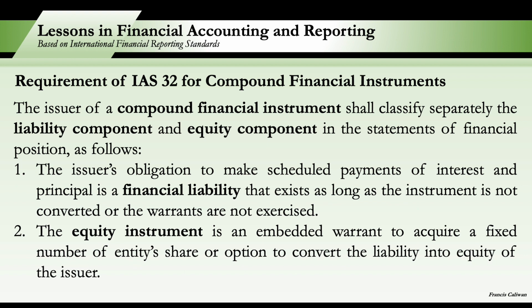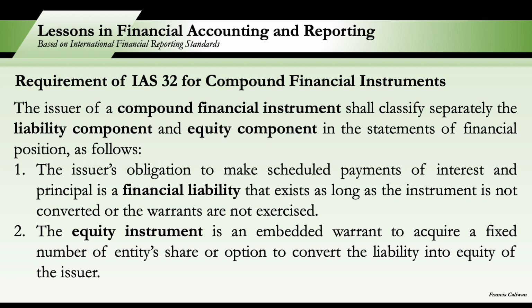So what is now the requirement of IAS 32 for compound financial instruments? An entity recognizes separately the components of the financial instrument that creates a financial liability of the entity and grants an option to the holder of the instrument to acquire a fixed number of the entity's shares or convert it into an equity instrument of the entity. So IAS 32 requires the issuer of the compound financial instrument to present the liability component and the equity component separately in the statement of financial position as follows.